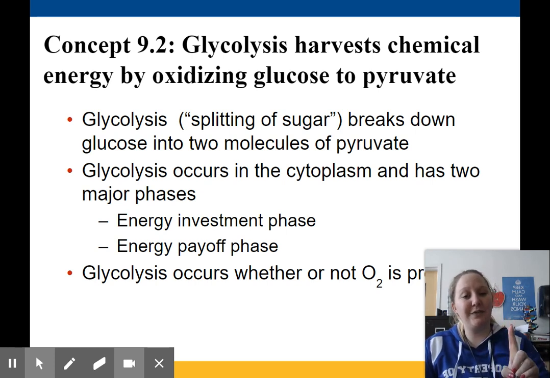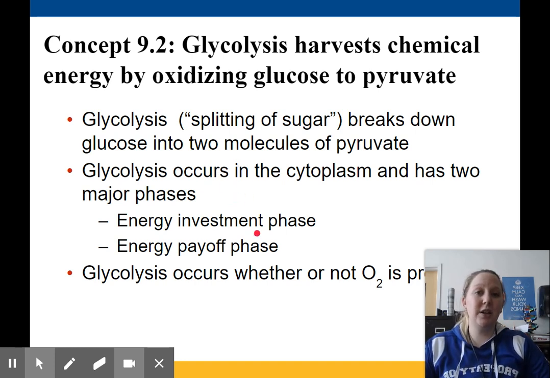First is an energy investment stage where we need ATP in order to break glucose. And then we get an energy payoff phase where we get 4 molecules of ATP. But because we used 2, we say that we net 2 ATP in this process. Glycolysis can occur whether or not oxygen is present, meaning it is both an anaerobic and an aerobic process.